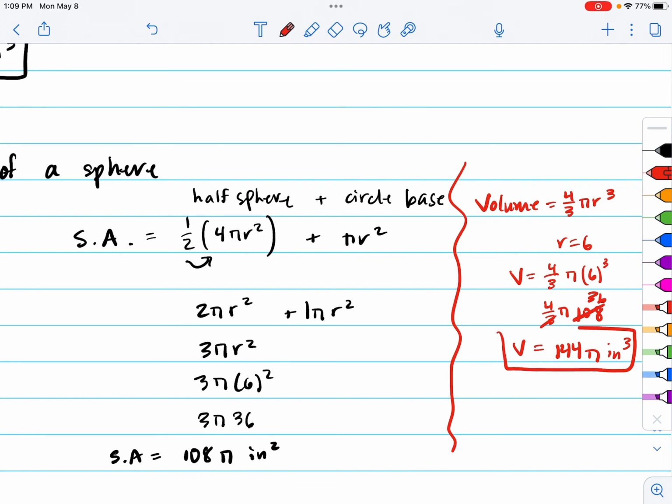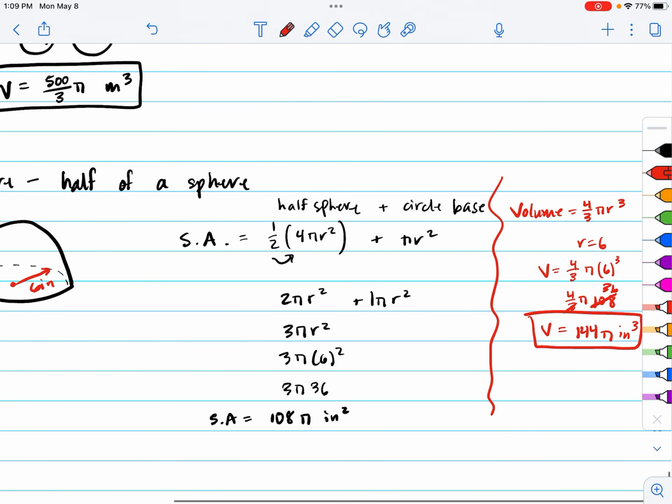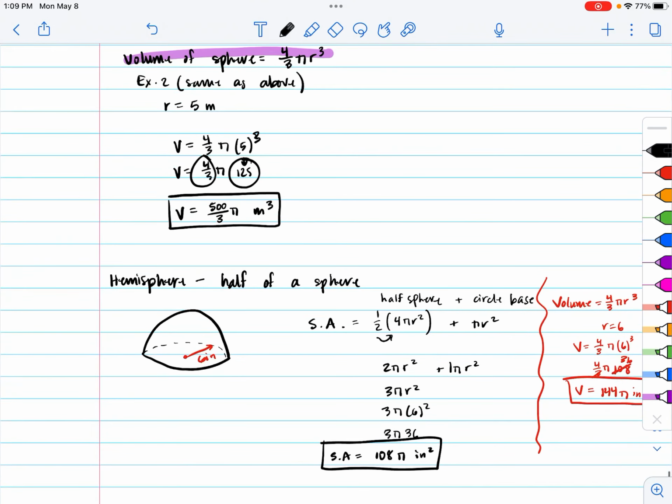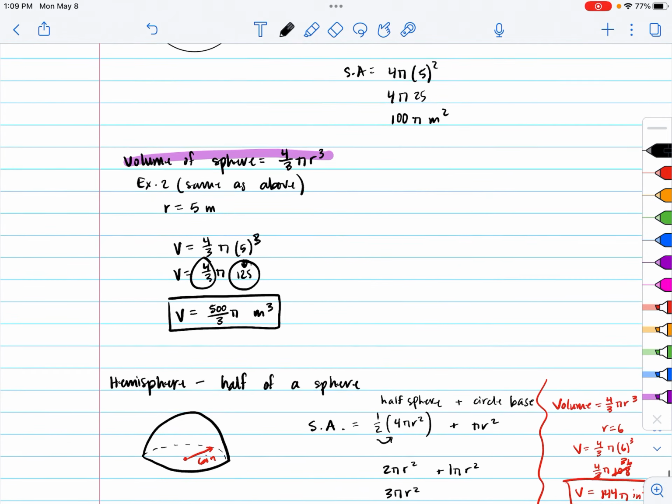Remember, this is volume, so we are in 3 dimensions. Surface area, we are in 2 dimensions, so it is inches squared. So just be mindful, especially for hemispheres, that we add on that added surface area, the base. Okay?